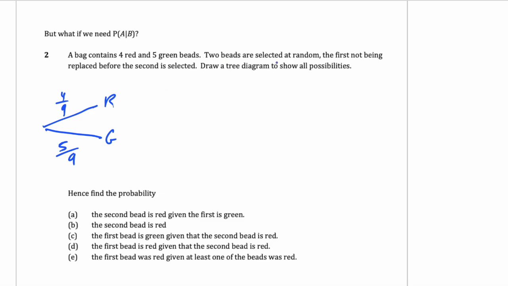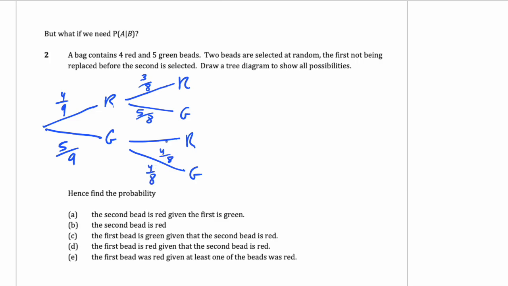And the 2 beads are picked at random, and the first is not replaced. So it's not replaced, so after the first pick, there's now 8 total beads. Now there's only 3 red ones left, so there's going to be 3/8. But for green, there's still 5 green, and there's 8 total, so it's 5/8. These two should add up to 1 as well. So here, if you pick a green on the first pick, then there's only 4 green left, and we have 4 out of 8 here, and 4 out of 8 here.